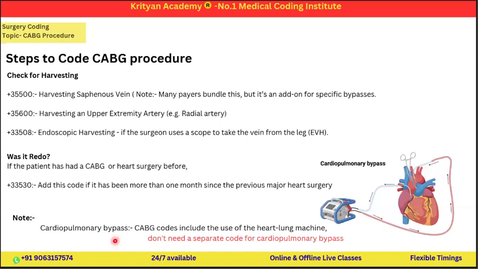Then we have cardiopulmonary bypass, that's the machine you can see here. While doing the CABG procedure, they will take the blood outside to the machine. So this machine we don't code separately. This is bundled. CABG codes include the use of the heart-lung machine. That's called cardiopulmonary bypass, so we don't need a separate code for it. Got it? So check whether it is an arterial graft, venous graft, or a combination of arterial and venous, then check harvesting, and then check whether it was a redo procedure. Just remember all these steps.